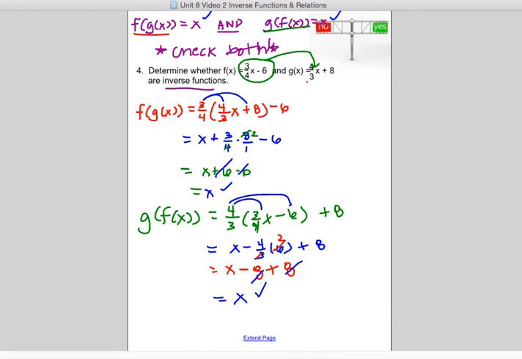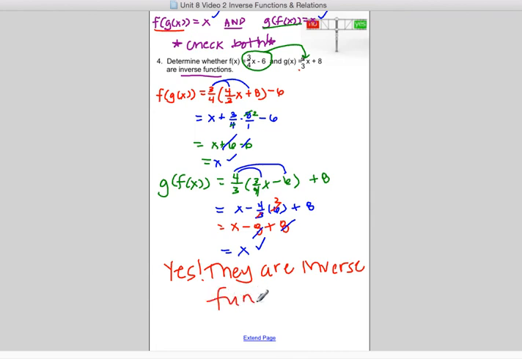They are inverses. So yes, they are inverse functions. Yay, smiley face. All right, so that is example 4. If you have any questions, let me know. I promise you this problem is coming back, so if you have questions, make sure you ask.